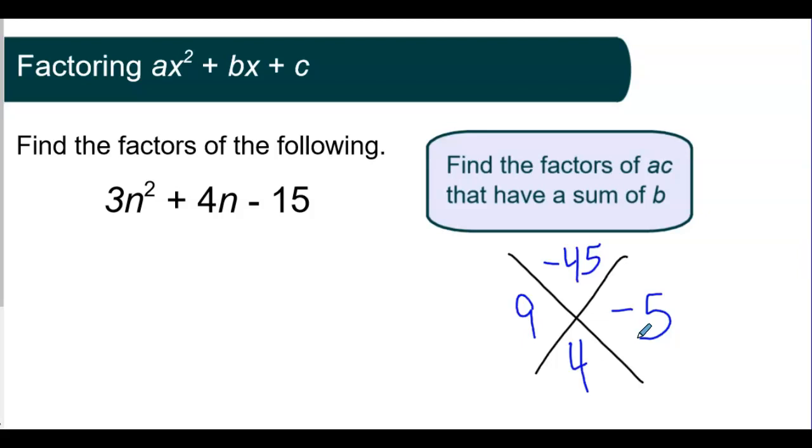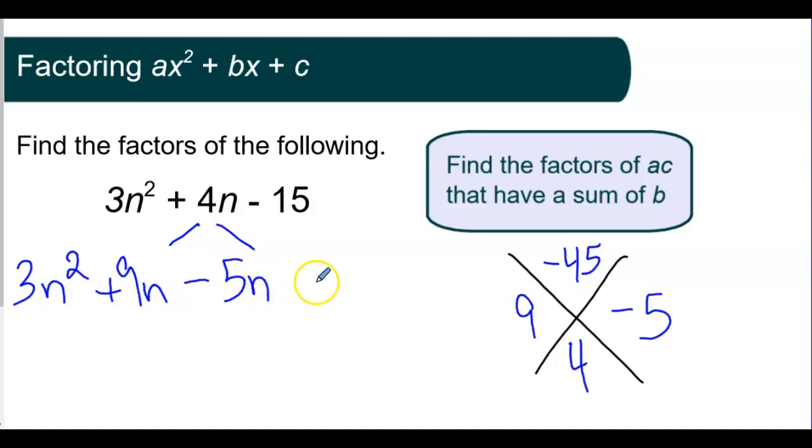So now I am going to rewrite this polynomial, but now I am going to expand my middle term. So my first term stays the same, 3n squared, but instead of writing plus 4n, I'm going to write plus 9n minus 5n. You can see those two terms still equal 4n. I'm just expanding this a little bit. And now we're going to use what's called factor by grouping. I'm going to take my first two terms and my last two terms, and I'm going to pull out the common factor of those terms.